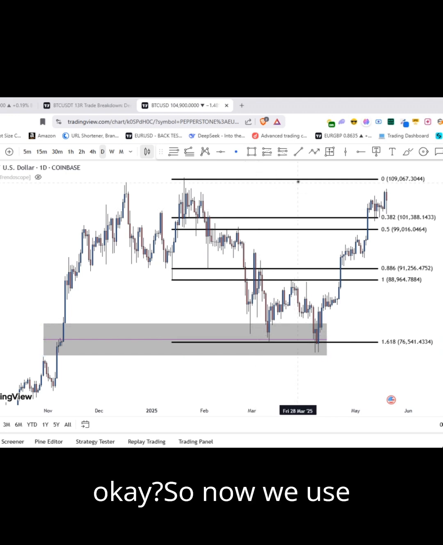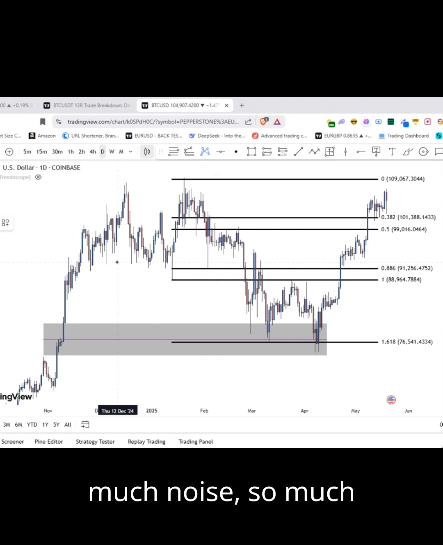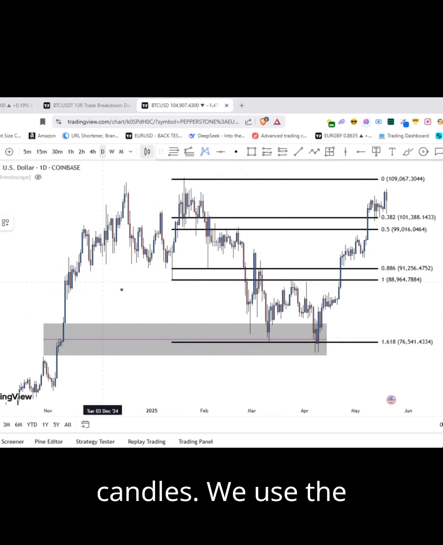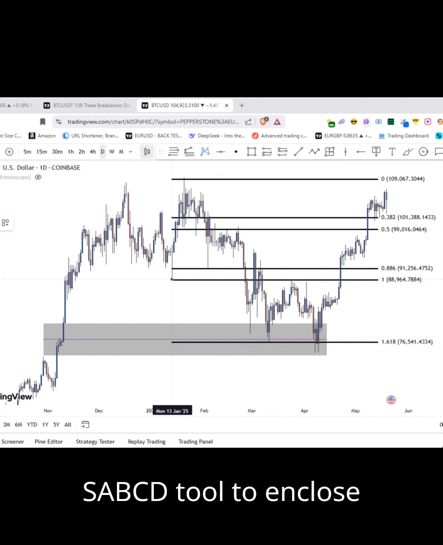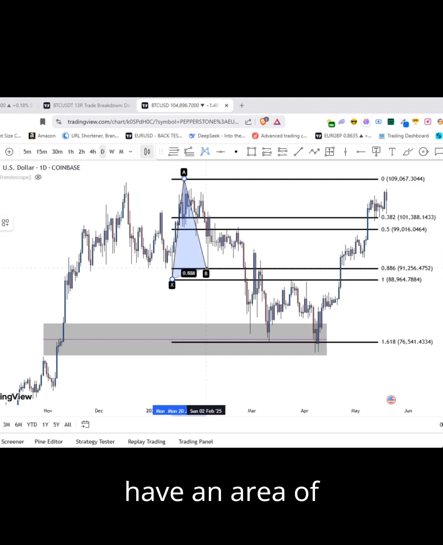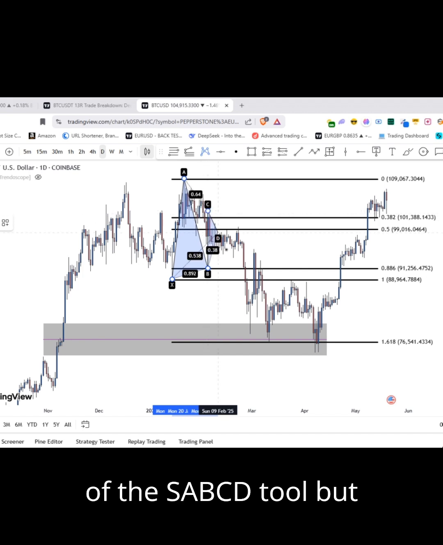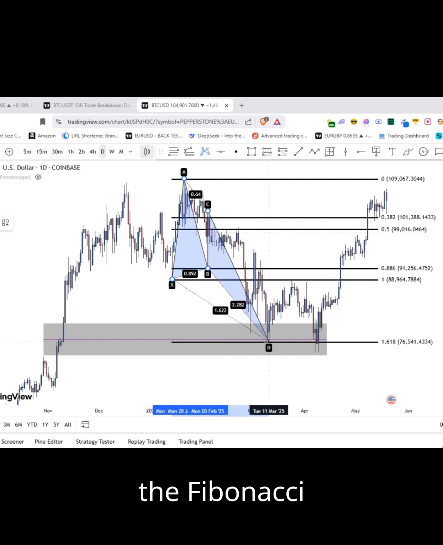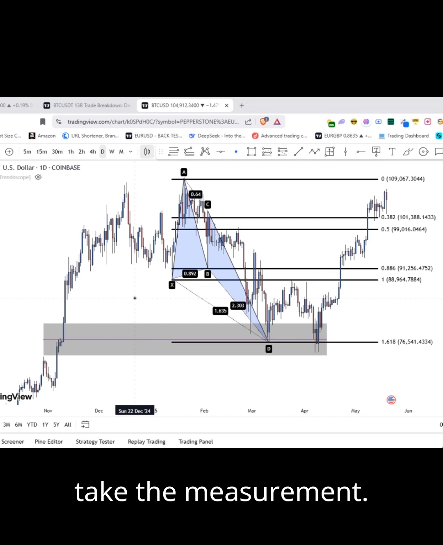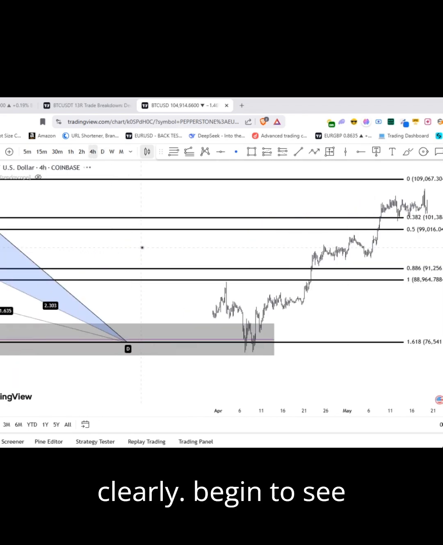So now we use our SABCD tool because we have so much noise, so much movement, so many candles. We use the SABCD tool to enclose that particular area, so we can have an area of focus. You can as well use the measurement of the SABCD tool, but I don't use it. I use the Fibonacci retracement tool and extension tool to take the measurement. So if you go down to the 4-hour time frame, we can begin to see things clearly.